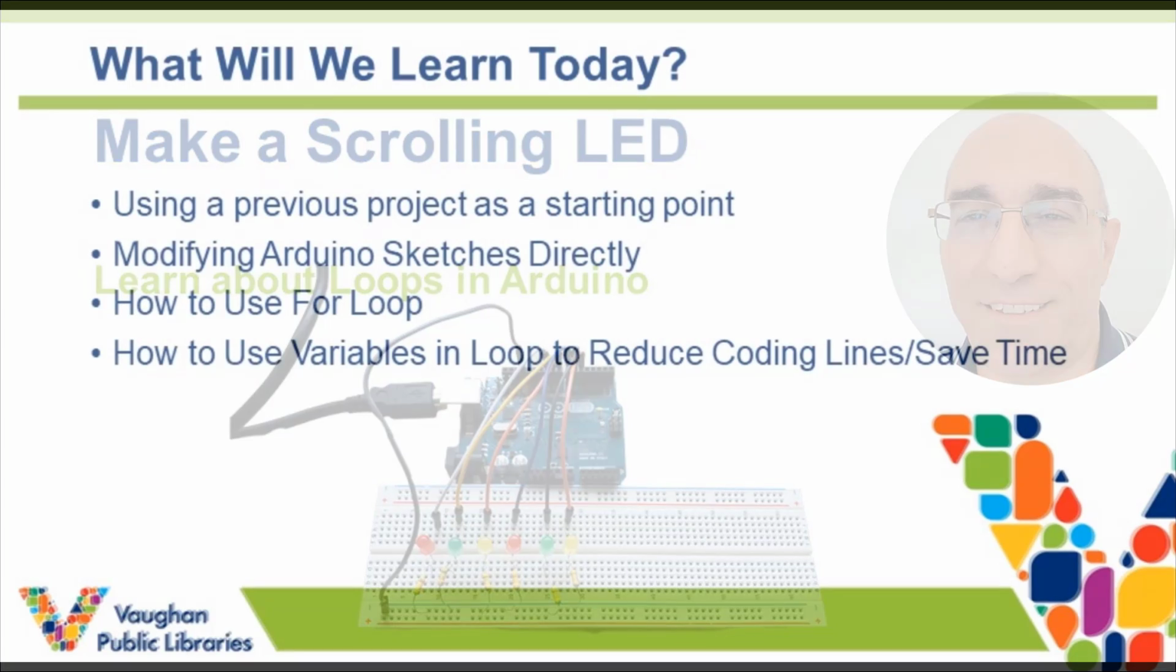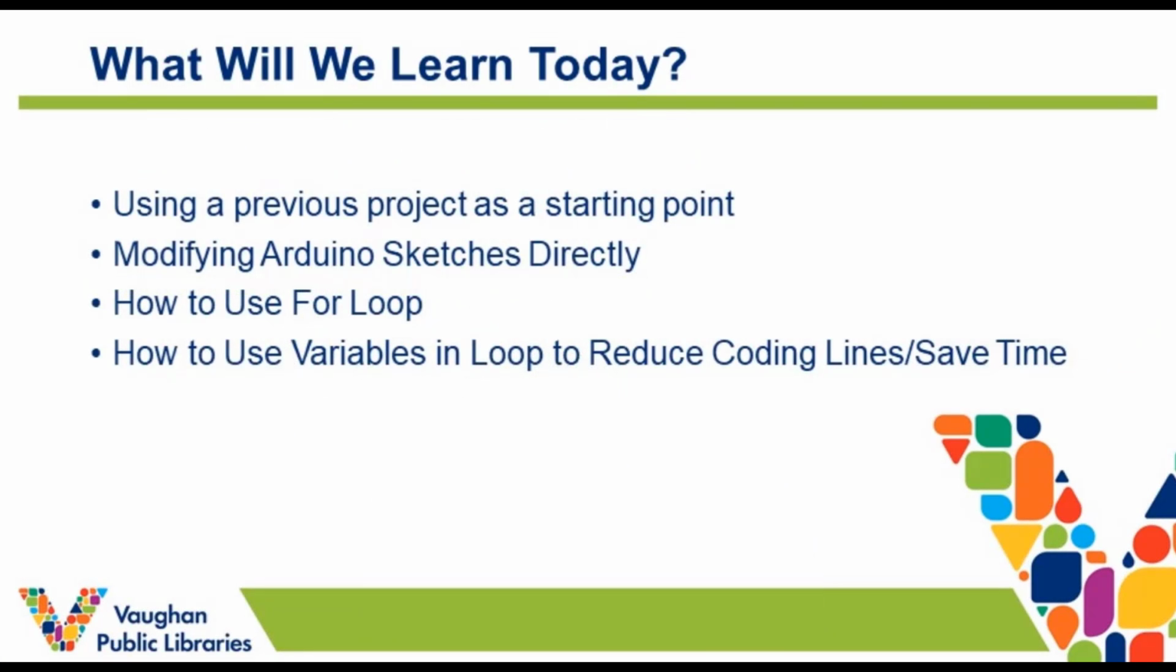Let's explore it. In today's video, we have several topics to cover. First, we are going to start from a previous project and try to find a way to use that project for our current project. As you may remember from our previous videos, that's a very common method among engineers and programmers to save time and resources. Then we are going to deal with Arduino program coding directly without using block coding. And while we are doing that, we will learn how to use a for loop to repeat a task. And we go more in depth to use variables to optimize our coding.